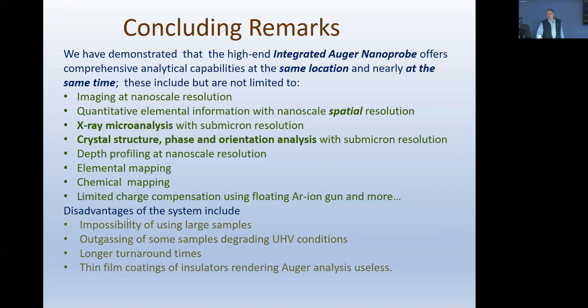And disadvantages include impossibility of using large samples, outgassing of some samples, degrading UHV conditions, longer turnaround times just because of the demand for UHV. Thin film coatings of insulators render AES useless, but these are really not that important. At the end of the day, people can bring samples they are relevant to, they are conducting and all that, but hopefully in the future somebody discovers this carbon graphenes, you coat it, and then some of these charging problems will be solved, they will become rich, we will become happy.